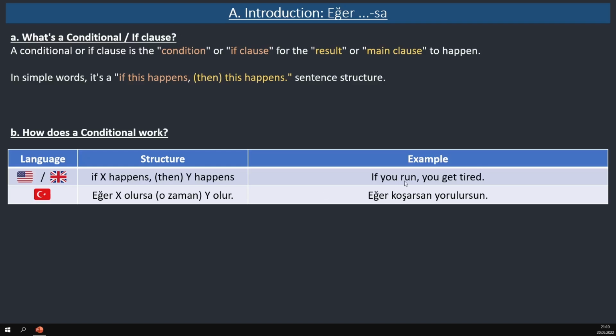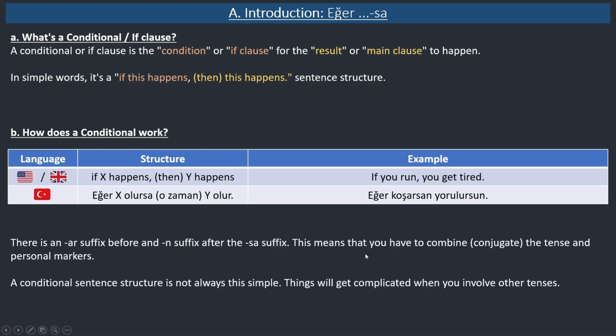I said that the conditional is eğer and sa, but I used a different R here. Koş, verb stem, R, and sa for if, and n for you. But what is this R? This R is a time suffix, a tense suffix. It's our aorist tense suffix, like the general tense.